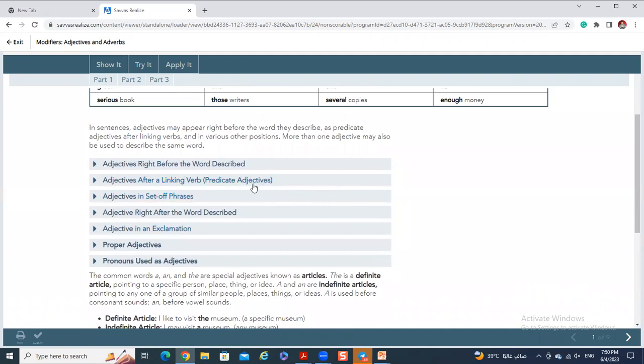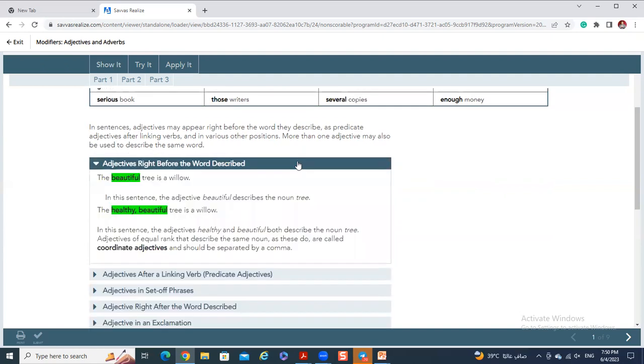We're going to take more examples of how adjectives modify a noun or a pronoun, like you can find here. In sentences, an adjective may appear right before the word. Take care. It must be before the word it modifies, because if it's not before or after it, we are going to call it a misplaced modifier. It may also appear as a predicate adjective after linking verbs, and in various other positions. More than one adjective may be used to describe the same word.